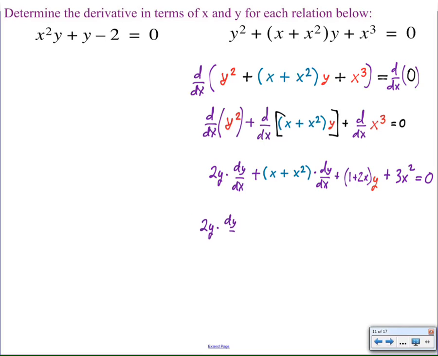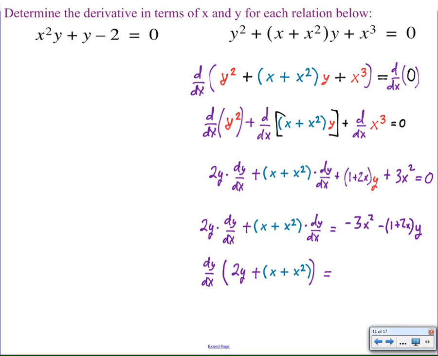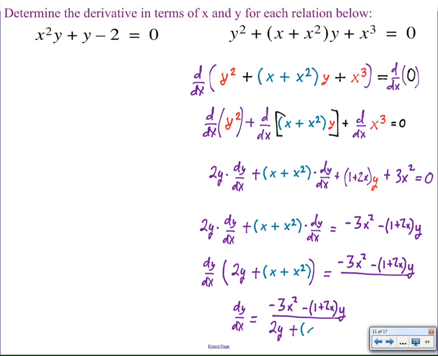Once again, collect like terms, so to speak. I bring out anything that is not multiplied by the rate of change and subtract it over to the other side. I factor out the rate of change term, divide by whatever's left over, and this result happens. You can check that on Wolfram Alpha as well.